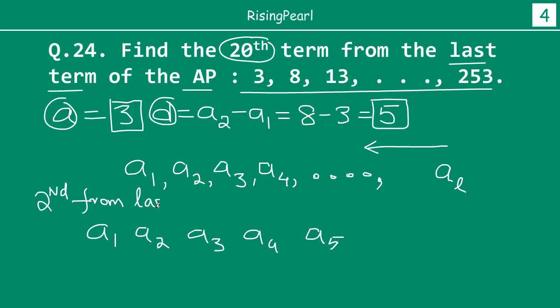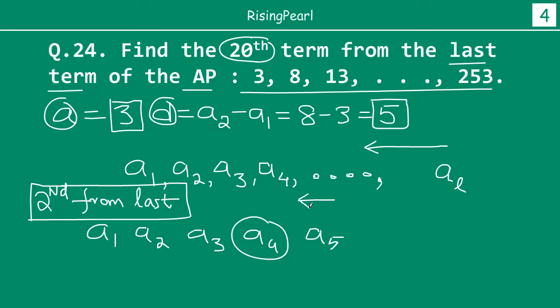So let's understand what it actually means. We have to find the second term from last. If there are a total of 5 terms, then this will be the last and this will be the second from last. So we have to find this term. In other words, if we come from this way, because this says second from the last, we start here and we come here. This is the second term from the last, which is what term from our regular convention? It is the 4th term.